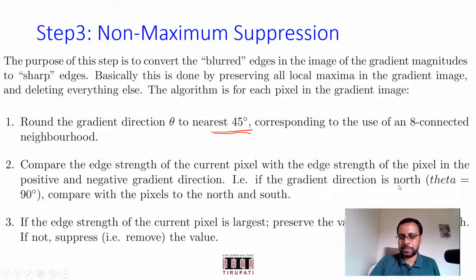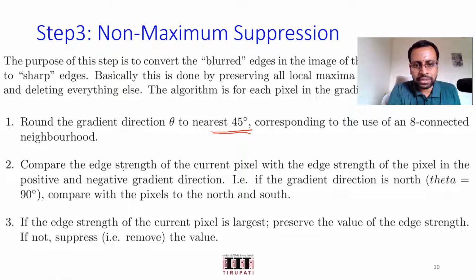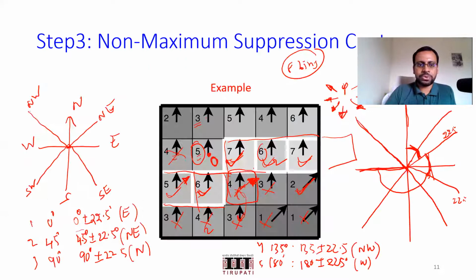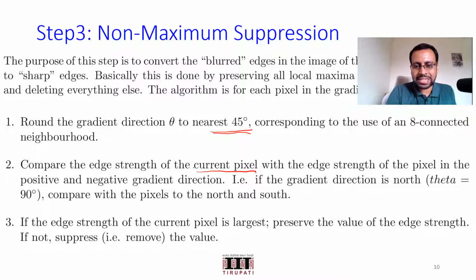Then what you do, compare the edge strength of the current pixel with the edge strength of the pixel in the positive and negative gradient directions. So if this is your direction, this is your positive and this is your negative. If you are in this direction, this is your positive and this is your negative. Let me draw here. If you are in this direction, this is your positive, this is your negative. So what is it that you are going to do? Compare the edge strength of the current pixel with the edge strength of the pixel in the positive and negative directions. That is, if the gradient direction is 90 degrees, compare it with pixels to the north and south.